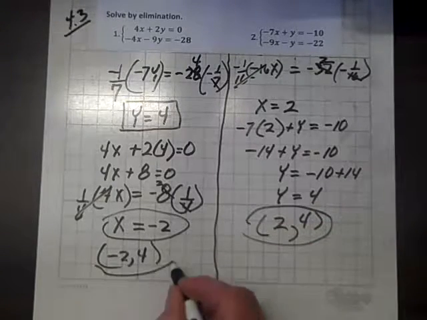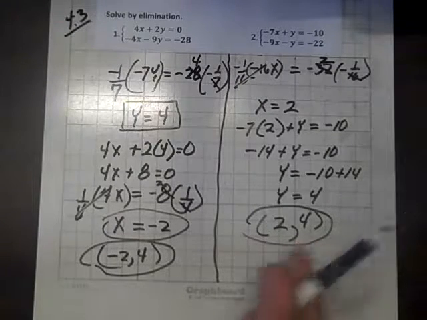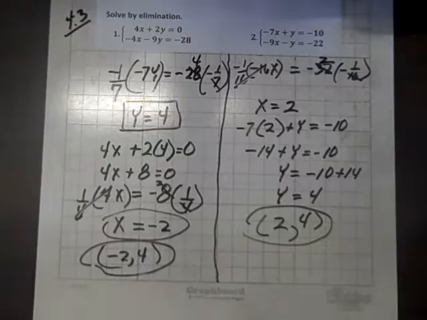The ordered pairs that we were looking for, in this case over here was 2, 4. In this case, it's negative 2, 4. And we're done.